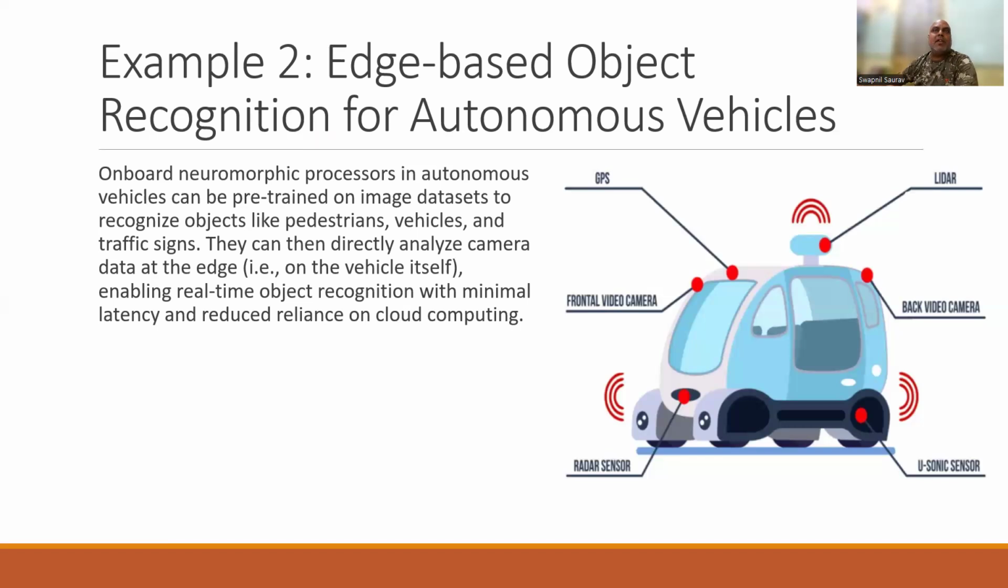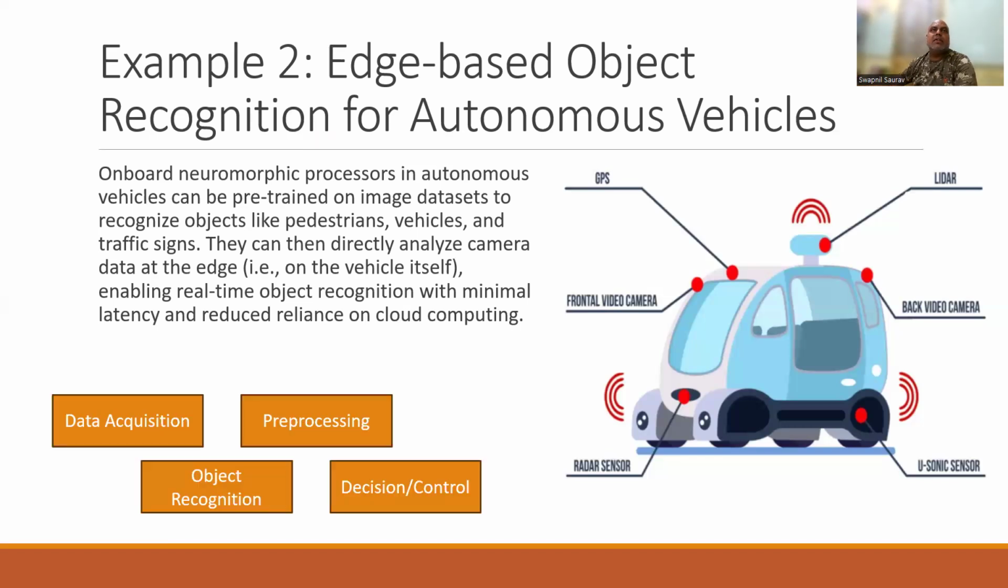Here is the breakdown of the approach in this case. You have camera data acquisition. Cameras mounted on the AV capture real-time video data of the surrounding environment. Then you have pre-processing, where the raw video data might undergo pre-processing like resizing or color conversion for compatibility with the neuromorphic chip. Feature extraction. Key features are extracted from the pre-processed data using algorithms or pre-trained models. These features could be edges, shapes, or textures that help identify objects. Then you have object recognition on the neuromorphic chip.